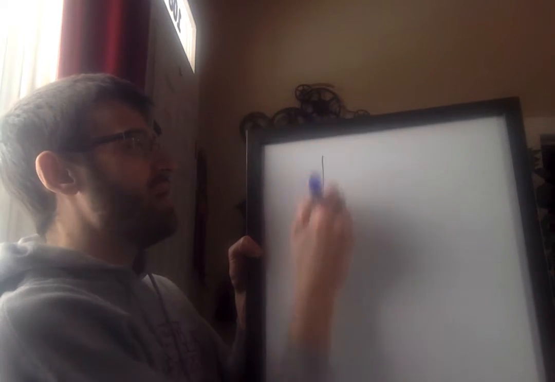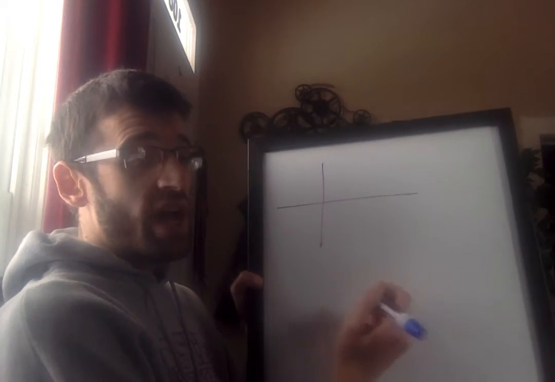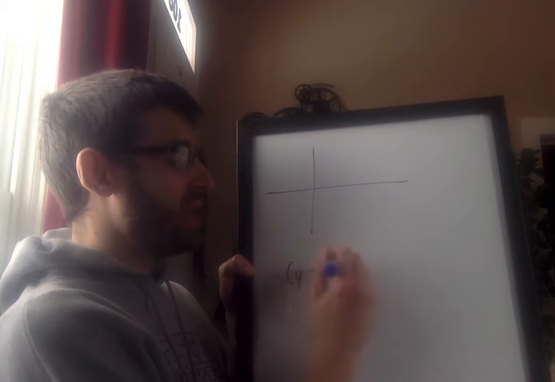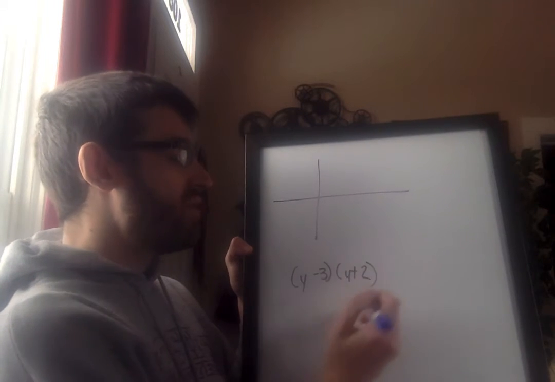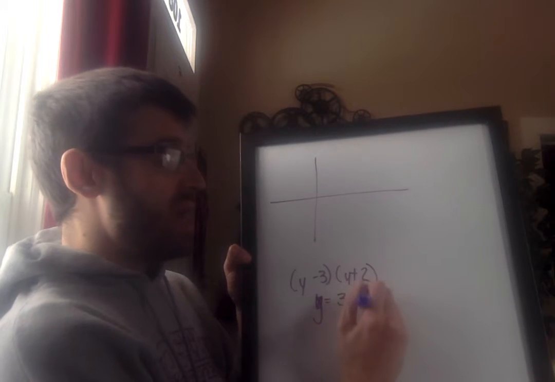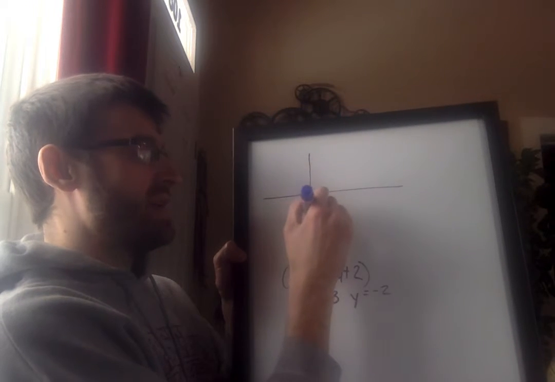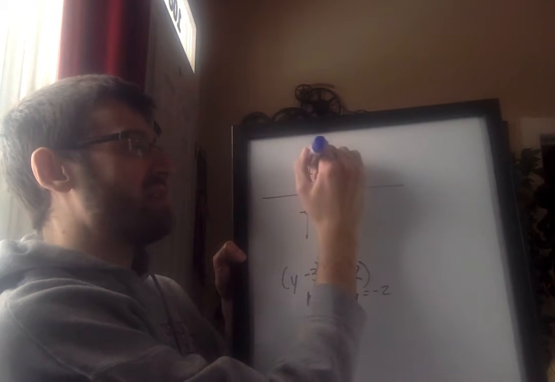Now, the other one that we had issues on is when I gave it to you in terms of y. A lot of you had trouble graphing this, so I told you to factor it out. So y squared minus y minus 6 is going to factor into y minus 3, y plus 2. So when I solve those, I know y is going to be 3 and y is going to be negative 2. So I know it's going to cross this axis here at negative 2 and positive 3.